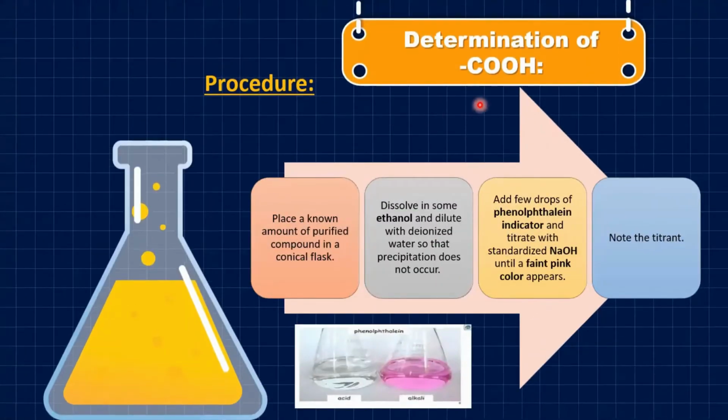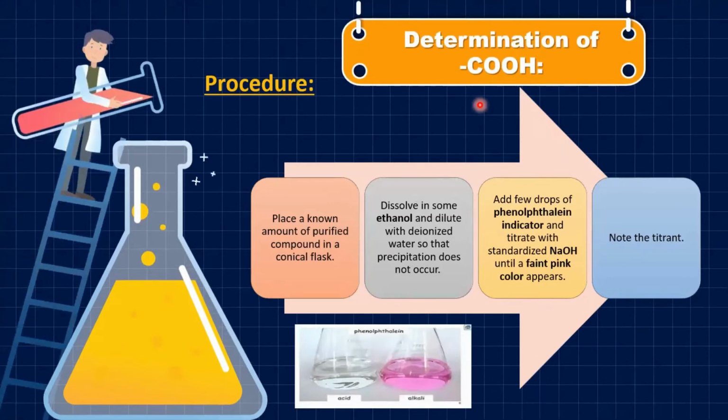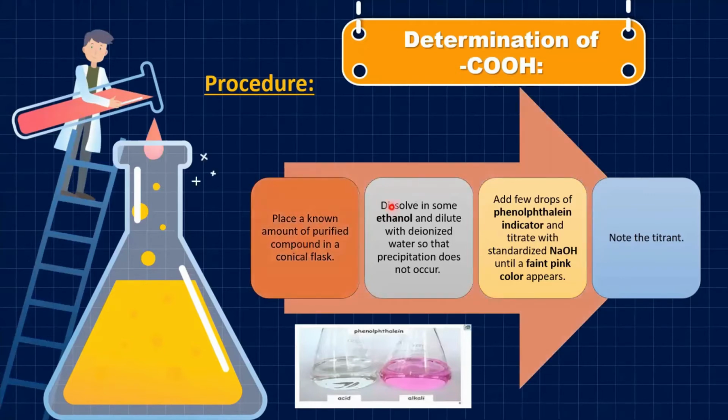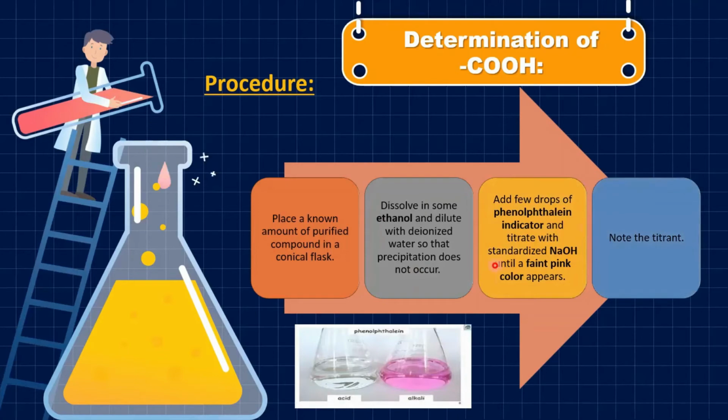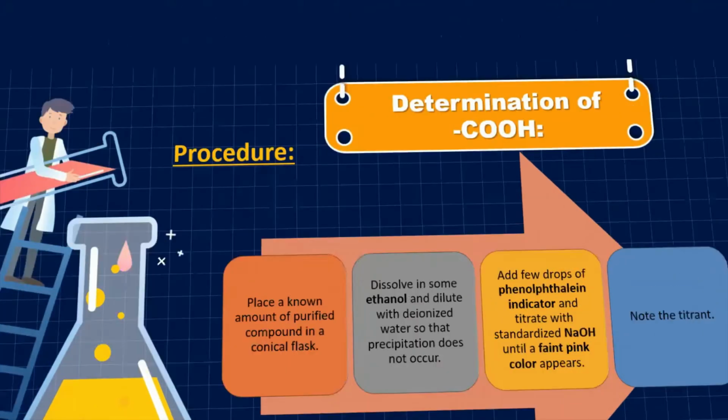As an example of how we can determine the carboxyl functional group, the procedure is as follows. You have to place a known amount of purified compound in a conical flask. Then you have to dissolve it in some ethanol and dilute it with deionized water so that precipitation does not occur. Then you have to add a few drops of the indicator and titrate it with standard solution of NaOH until a faint color appears. Faint color basically represents the end point of the reaction. Then you have to note the reading which was used until the pink color appears.